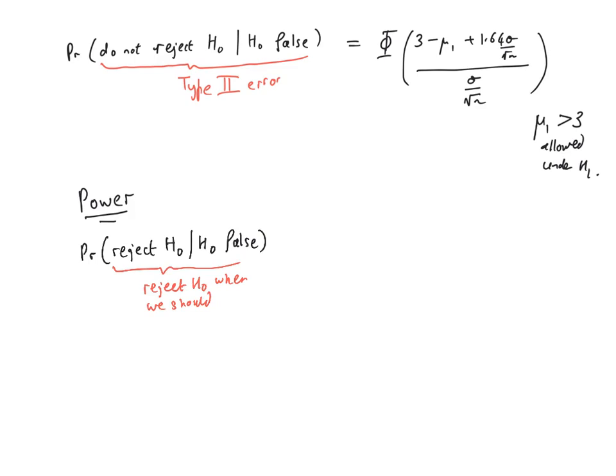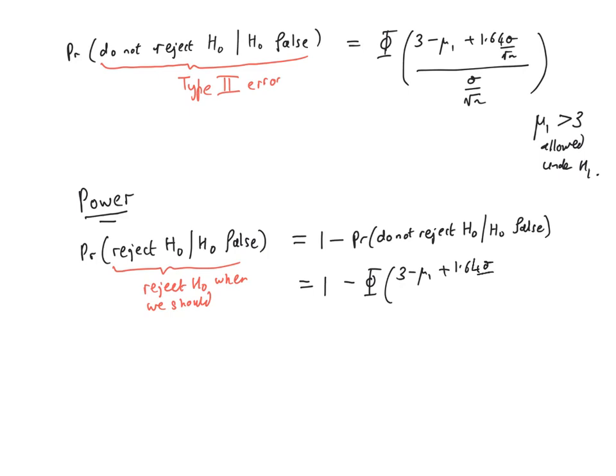Well, that's easy to work out now, because that is 1 minus the probability that we do not reject H0, given H0 is false. That's just using complementary probabilities: the probability of A is 1 minus the probability of not A. And we've got a formula for that probability above. So that's 1 minus phi of (3 minus mu1 plus the other quantities that we've written before).